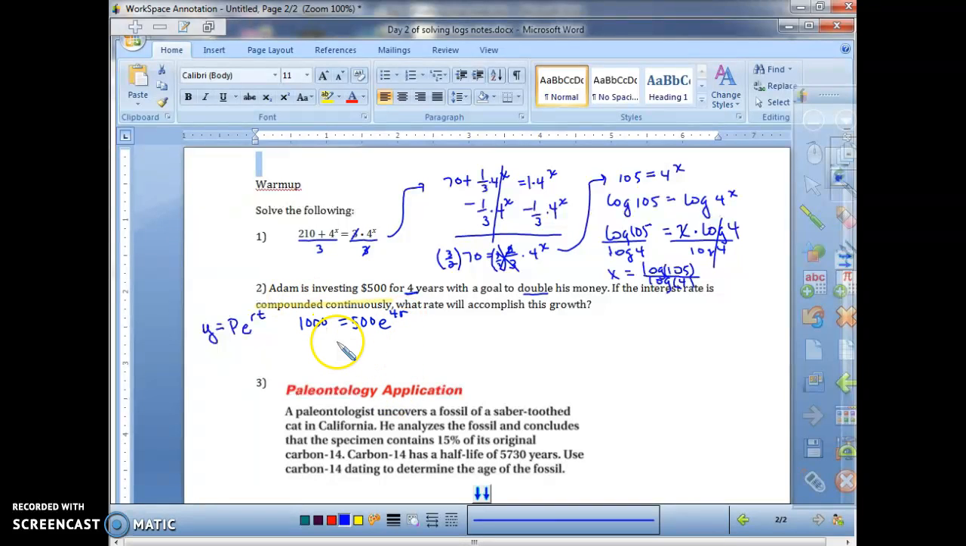So the first thing I'm going to do is just divide both sides by 500. So this will be gone. 1,000 divided by 500 is 2. And now I can use log. So I'm going to actually take the natural log of both sides, and then I can bring the 4r down front. So I'm going to end up with natural log of 2 is equal to 4r times ln of e.